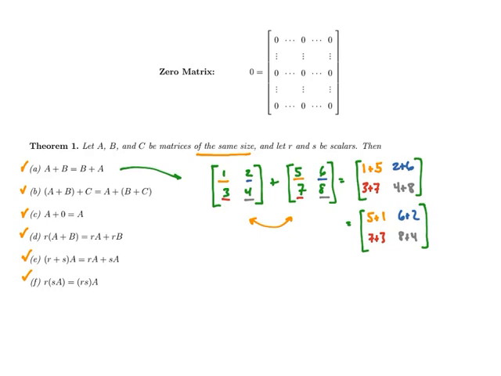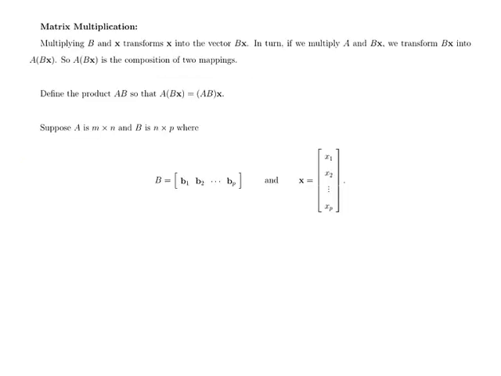However, what we're going to talk about next is with multiplication. And when we talk about matrix multiplication, things get a lot more complicated, and the results from the real numbers do not always follow. So we're going to talk about matrix multiplication in a couple different ways.